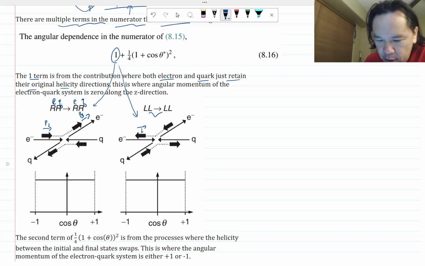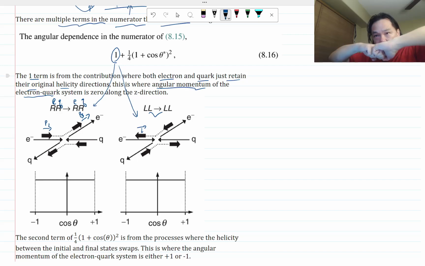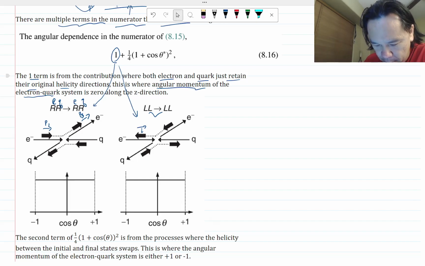In this case, what's happening is that the angular momentum of the electron-quark system together, since they're going in opposite directions of each other, is basically zero. So in this case you don't have any angular dependence, because since the angular momentum is zero, there's none of this spin coupling thing happening.